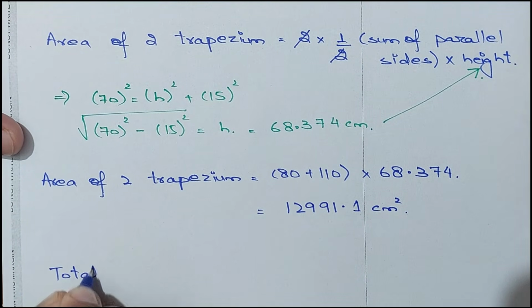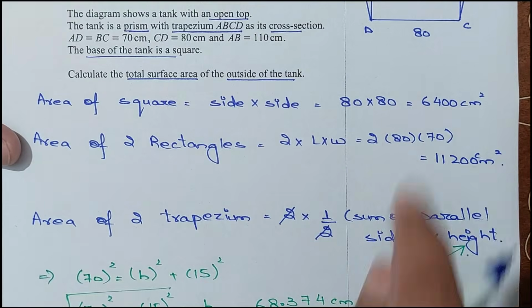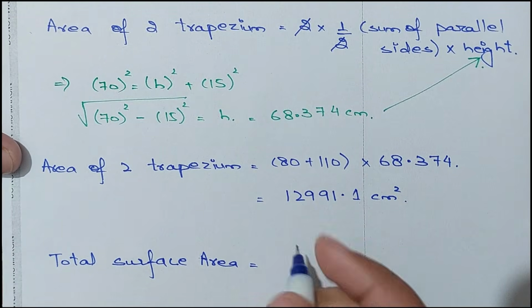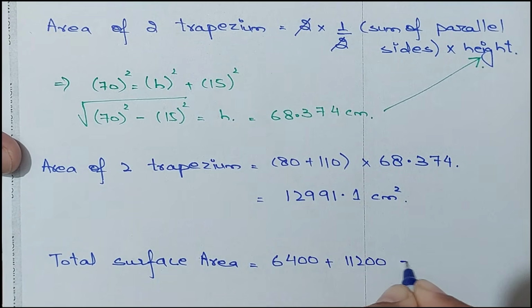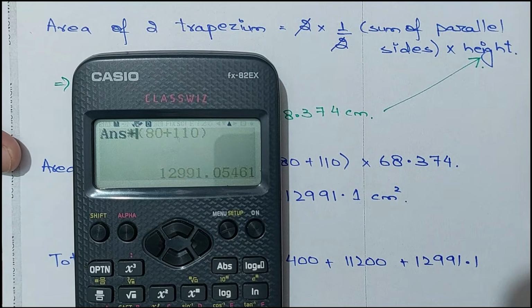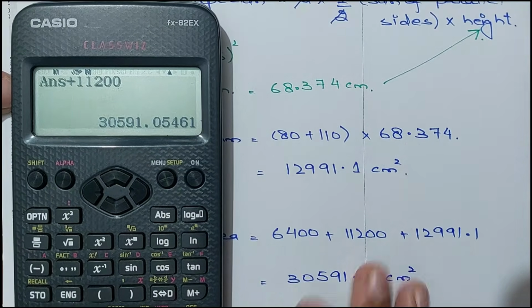So the total surface area, now we have to find the total one. So we can say the total surface area is going to be the sum of this, this, and this: 6,400 plus 11,200 plus 12,991.1. This adds up to 30,591.1 centimeter square.